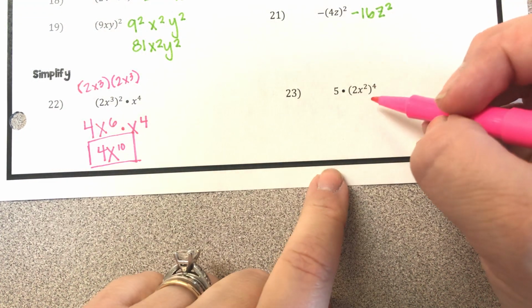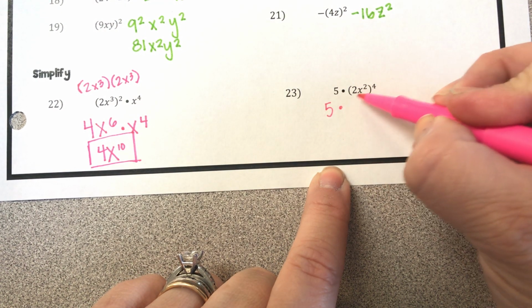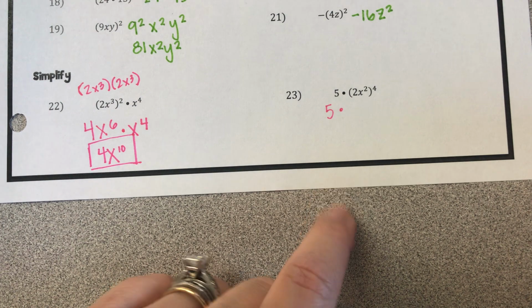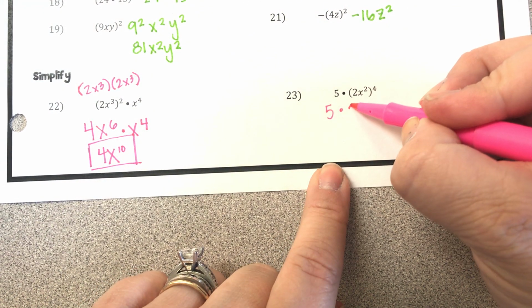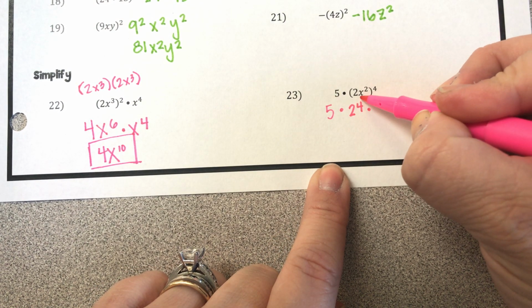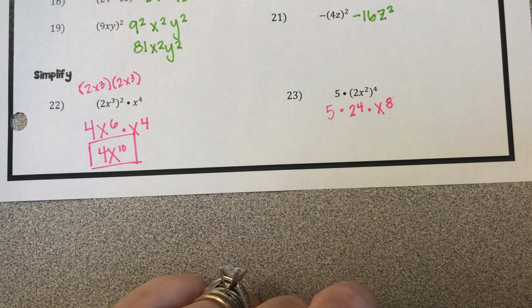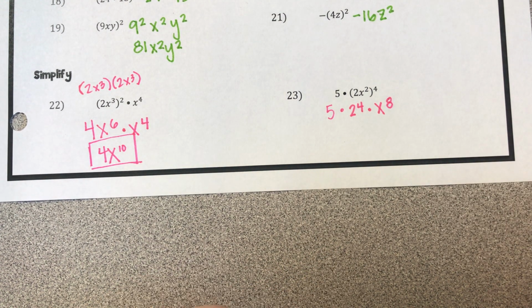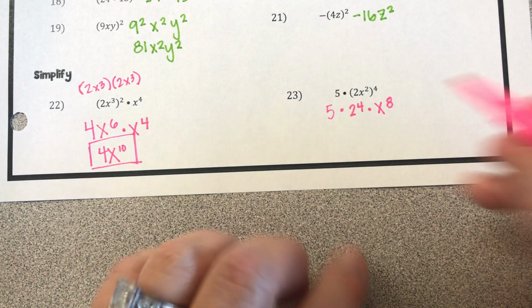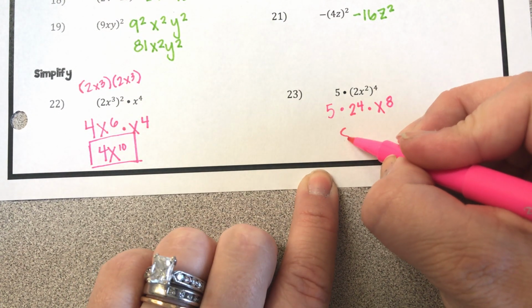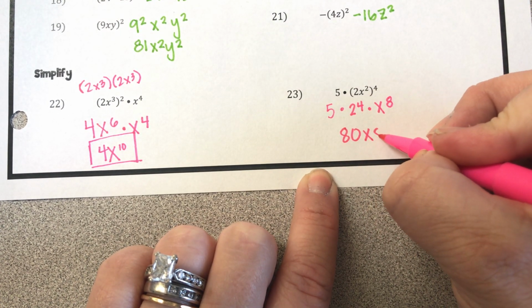Okay, over here I have 5 times 2x squared to the 4th. So that means 2 to the 4th times x to the 2nd to the 4th, which would be x to the 8th. So 2 to the 4th power is 2 times 2 is 4, times 2 is 8, times 2 is 16. So 5 times 16 would be 80, x to the 8th.